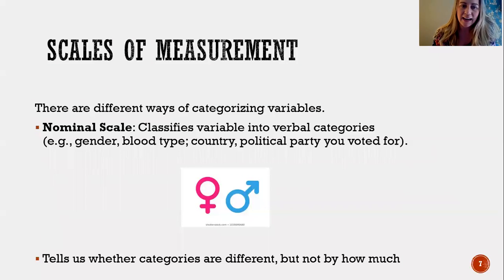The thing to note here is that using the nominal scale, we can say that people are different based on those categories, but we have no way of knowing how much they're different. So for example, gender, just being male doesn't mean that you have more or less gender than being female. All we can say is that you're different.